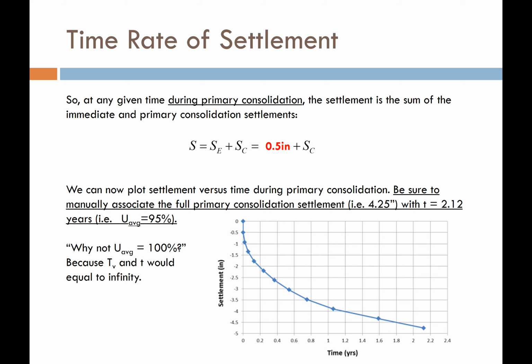One thing to point out here, a question we could ask is, why don't we use the average degree of consolidation for 100%? Again, because T sub V would be equal to infinity, and no contractor has that much time to work with to build something.